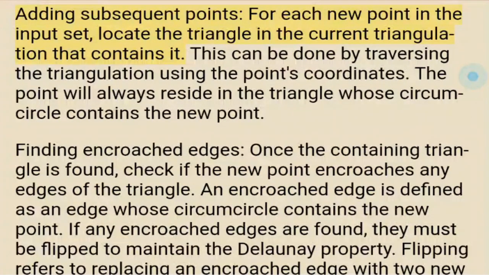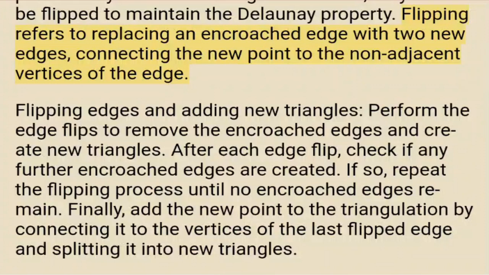Adding subsequent points. For each new point in the input set, locate the triangle in the current triangulation that contains it. This can be done by traversing the triangulation using the point's coordinates. The point will always reside in the triangle whose circumcircle contains the new point. Finding encroached edges. Once the containing triangle is found, check if the new point encroaches any edges of the triangle. An encroached edge is defined as an edge whose circumcircle contains the new point. If any encroached edges are found, they must be flipped to maintain the Delaunay property. Flipping refers to replacing an encroached edge with 2 new edges, connecting the new point to the non-adjacent vertices of the edge.